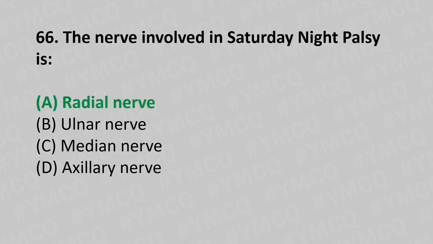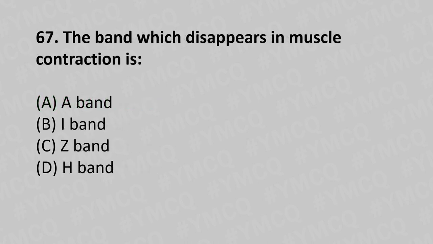Moving to our 67th question, the band which disappears in muscle contraction is Option A, A band. Option B, I band. Option C, Z band. Option D, H band. And the answer is Option D, H band.